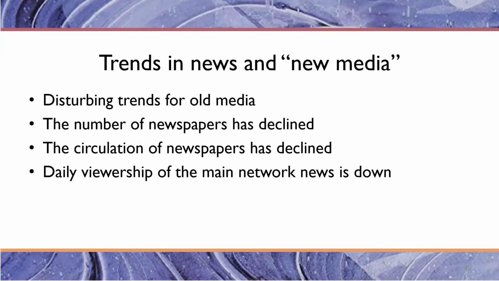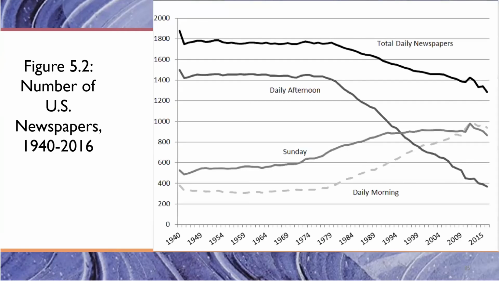The number of newspapers has declined, the circulation of newspapers has declined, and viewership of the main network news is down, as I'm going to show here. First, here's a decline in the number of newspapers in the United States. The total number of daily newspapers in the United States started declining in the 1970s, and it's declined even further since these numbers were created.